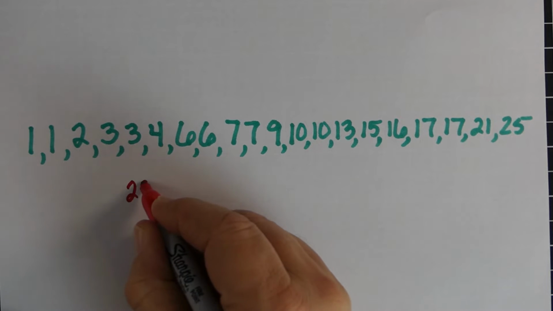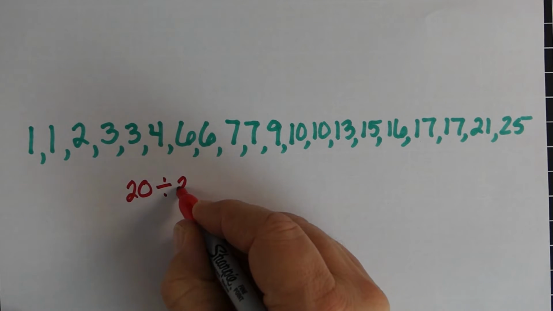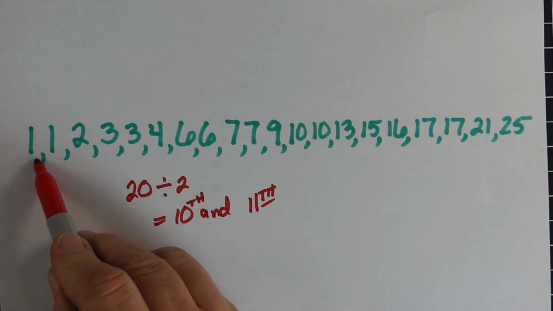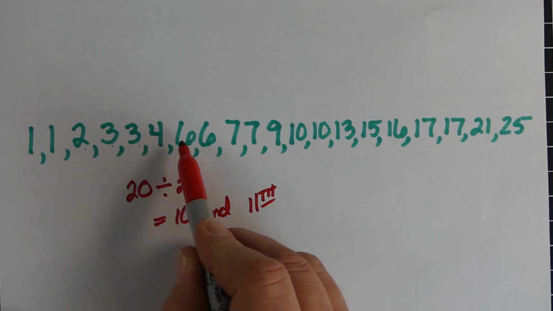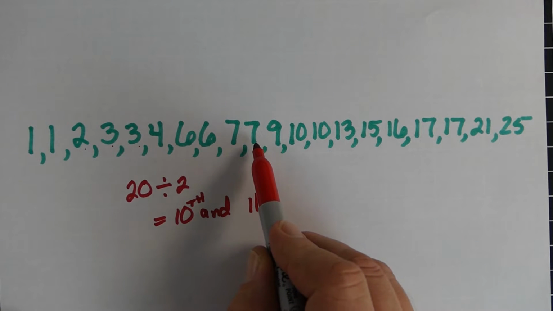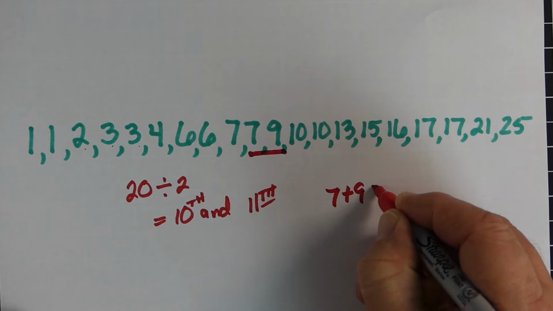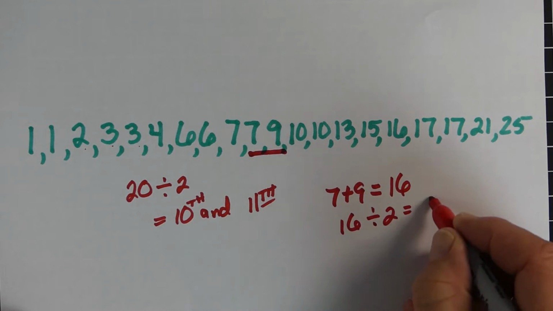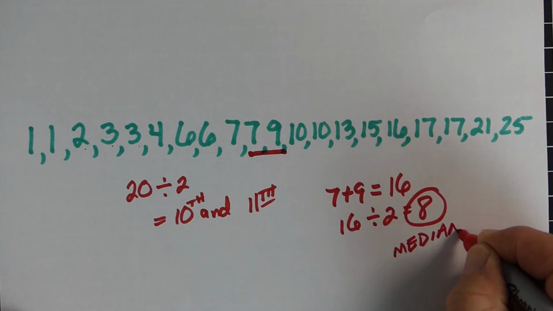In this one right here, we have a total of 20 digits. Divide by 2, which is 10. So our 10th and 11th number, those are the 2 middle numbers. So it's 7 and 9. We add those up, we get 16, divide by 2, and it's 8. So the median is 8.